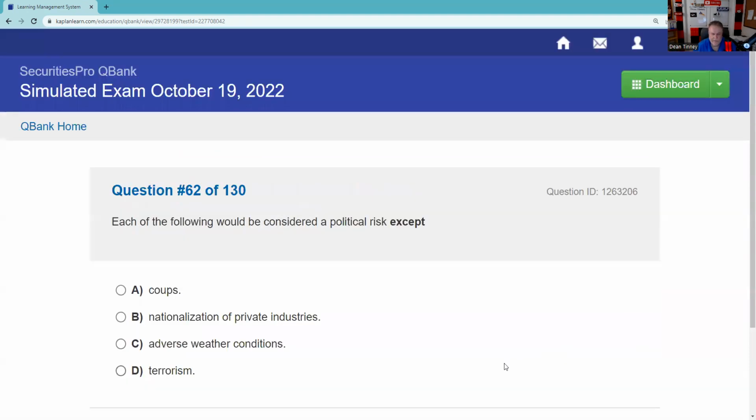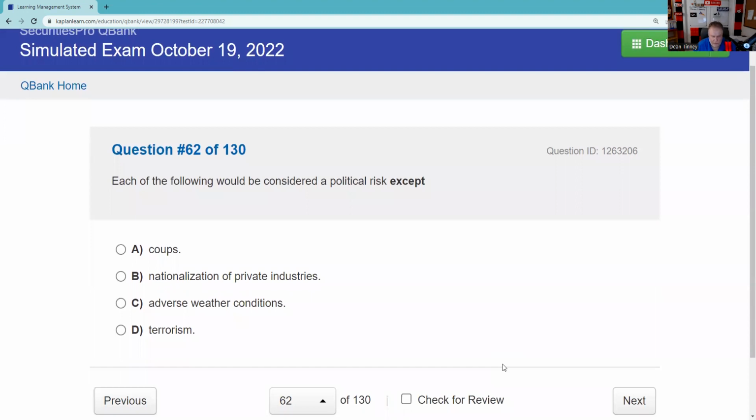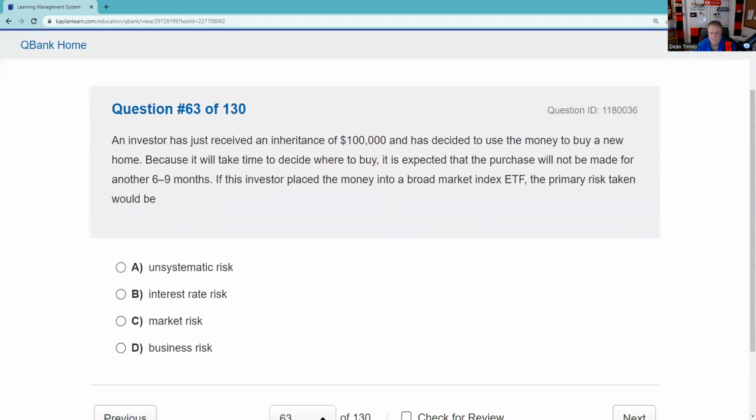Each of the following is associated with political risk except. Yeah, well, don't use your own brain against yourself. Personally, I can get guilty of overthinking a question, using my own brain against myself. Now, let's go for the obvious ones first. Coups, absolutely. Nationalization of private industries, yes. Adverse weather conditions, that seems like the odd one out. But if the weather's bad enough, it could cause problems. And terrorism, absolutely so. You will get political risk, currency risk, legislative risk. You'll get at least one question on those things.